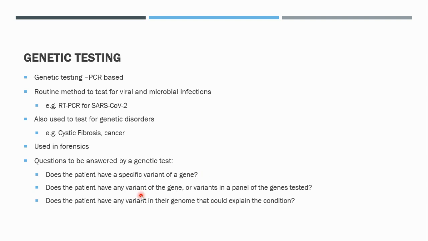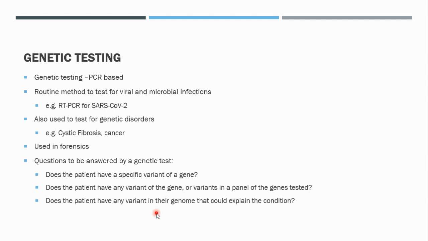Genetic tests are also used to determine if a patient has any variant of a gene. So perhaps it could be a variant that we are not aware of, and we are trying to see if this variant of the gene in the patient may be responsible for the disease phenotype that has been observed. In addition to looking for variants in one gene, we can also look at a panel of different genes to determine if a patient has variants in a number of different genes that may contribute to the phenotype.